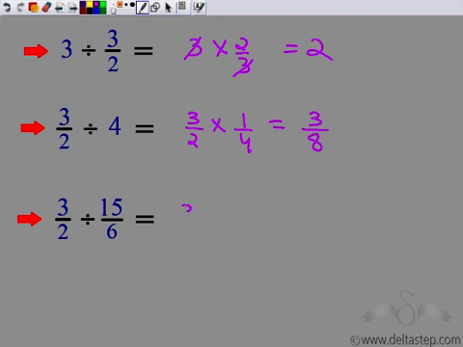Let's look at the third one. First number as it is, which is 3 by 2. Division converts to multiplication and the second term gets reciprocated. 6 by 15. Now 2 3s are 6 and 3 5s are 15. So what I get is 3 by 5. This is the answer.